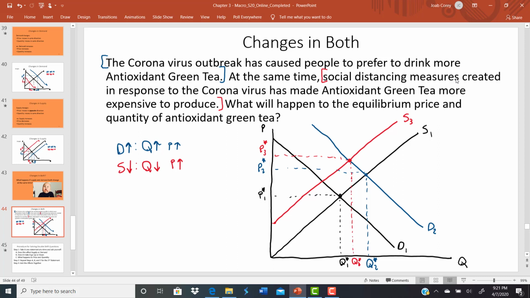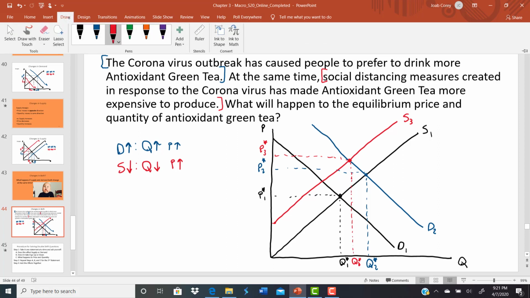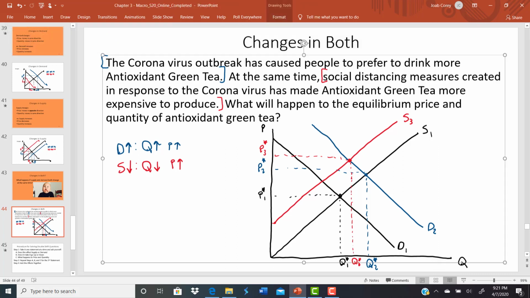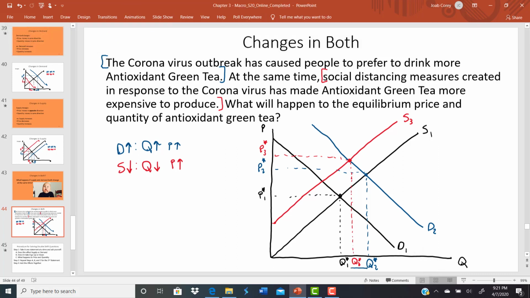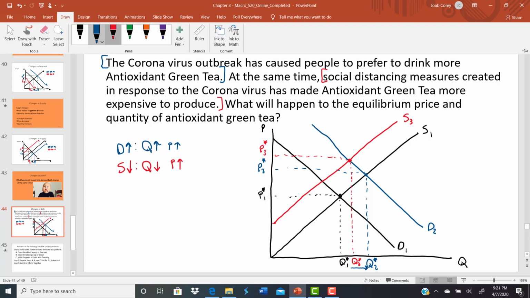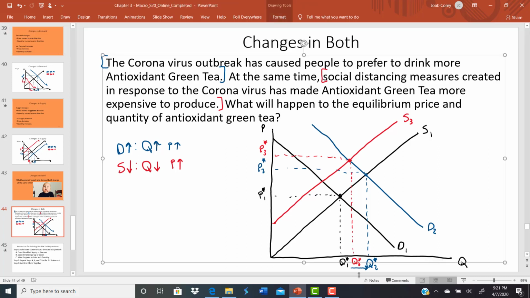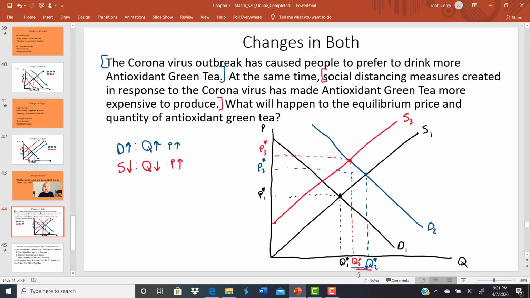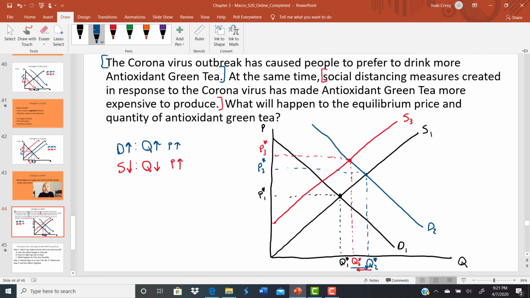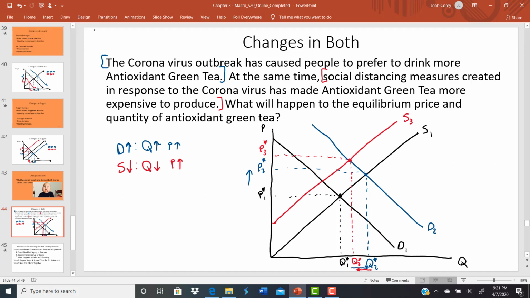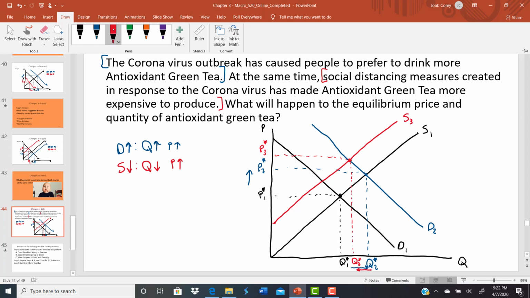So when you look at these two changes, I want you to notice that when demand increases, that's going to make quantity go up. That is a movement to the right on the horizontal axis. But then also, as supply is decreasing, that's going to make quantity go down, or move to the left along the horizontal axis. But when demand goes up, that's going to make price go up, which goes up on the vertical axis. And then when supply goes down, that also makes price go up.